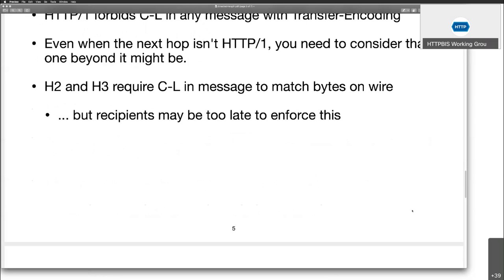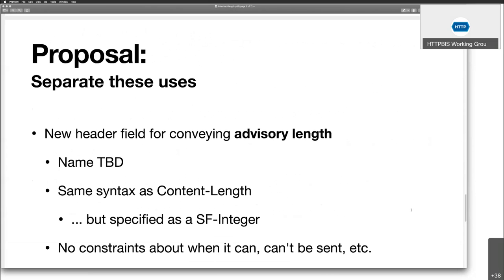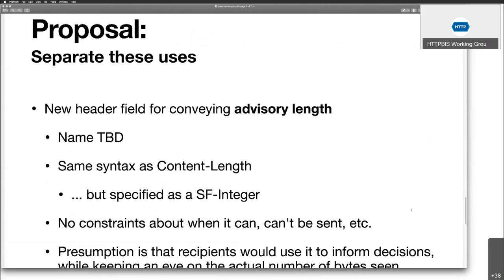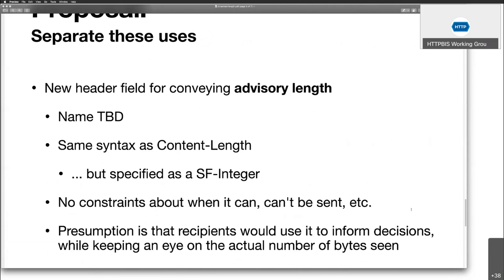And so the proposal in this draft is to separate these uses. It's to create a new header field for conveying an advisory length for those latter use cases. It's leaving content length just for message delimitation. Of course, if people want to use it for that purpose, we're not going to stop them. We can't. But it's to try to separate those so we don't have the same constraints and the same guardrails around this advisory length, so that it can be exposed to applications a little more freely.